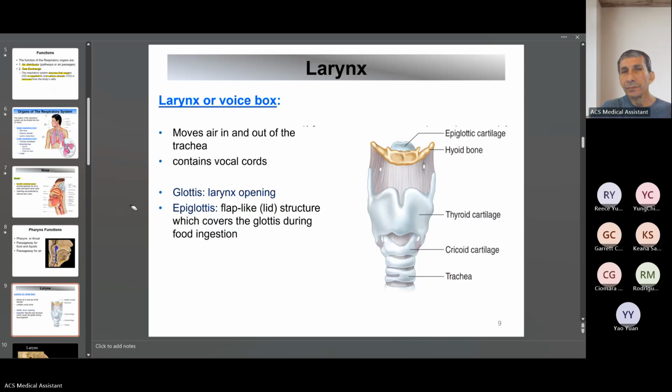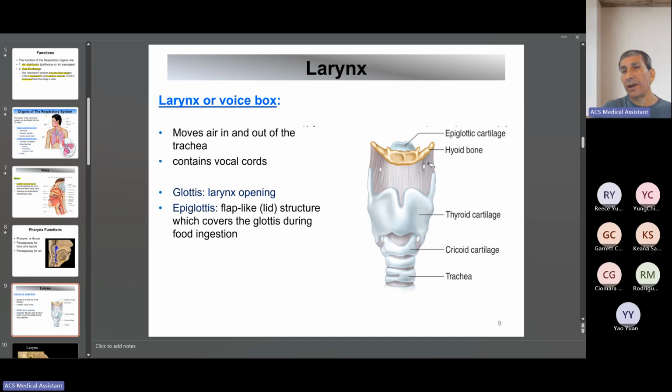Moving on, the larynx or the voice box. That is located right here in the front of the neck. For males, sometimes you see a protuberance coming out of the neck. Females usually don't have it, but you still have the larynx; it's just not as pronounced as in males.